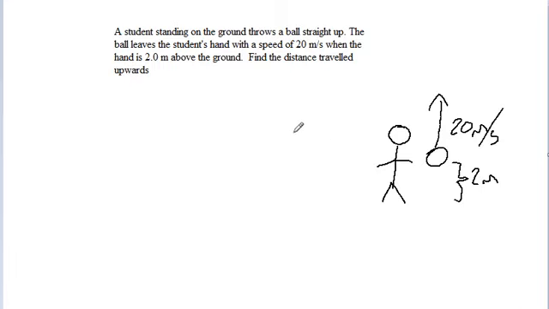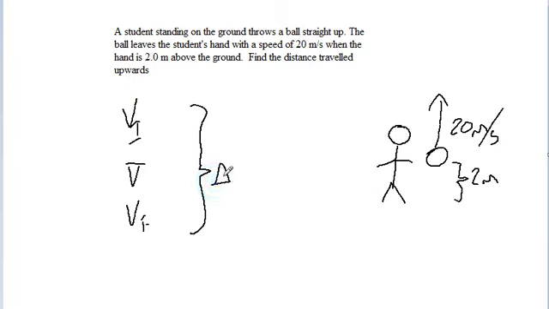So, first let's begin with our kinematic table. We get velocity initial, average velocity, and velocity final. Then we do our change in velocity, then our acceleration, our time, and our change in distance or displacement. So let's fill in what we already know.